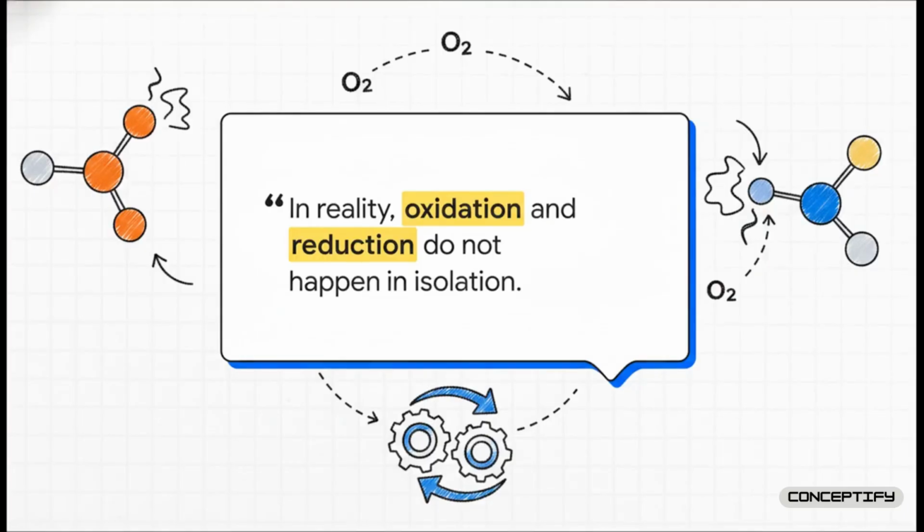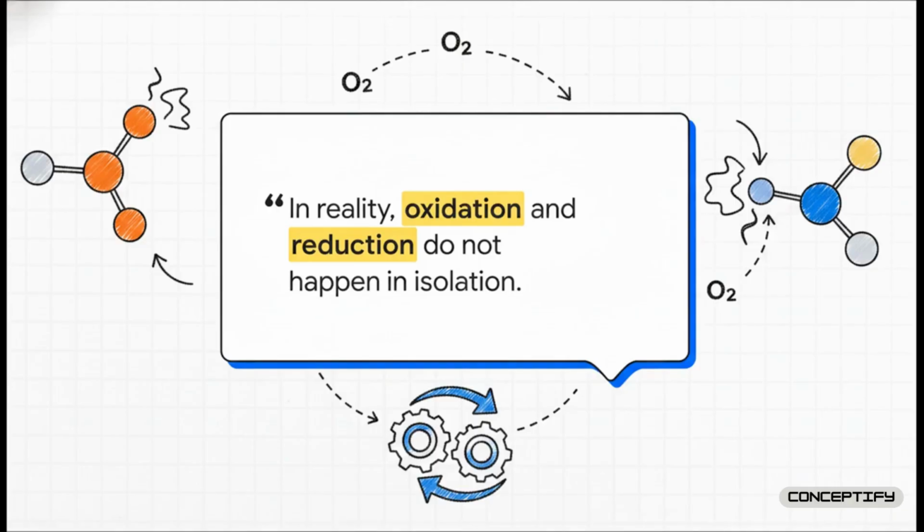So, the absolutely crucial point is captured perfectly in this quote from our source material. In reality, oxidation and reduction do not happen in isolation. Think about the sheer logic of that for a second. If one substance loses oxygen, meaning it gets reduced, that oxygen doesn't just vanish into the void. It has to go somewhere. Another substance in that exact same reaction must gain that oxygen, meaning it gets oxidized.